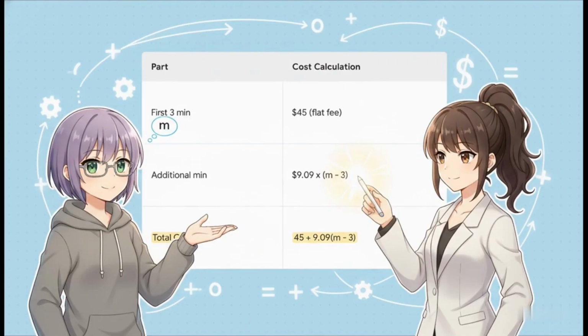So the first piece is easy, a flat fee of $45. Done. The second piece is the charge per additional minute. Now this is the tricky part. M is the total number of minutes, but that flat fee already paid for the first 3. So the number of additional minutes we actually have to pay for is the total, M, minus those first 3. That's where that M minus 3 comes from. Then we just add those two parts together for our final expression.